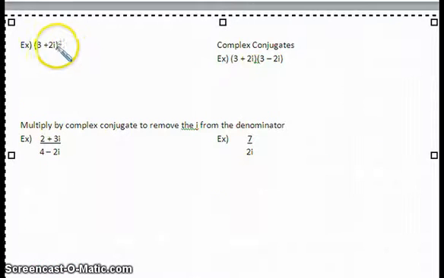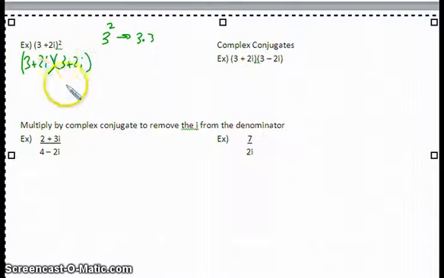If we have a complex number that we're squaring, remember when we square a number, for example, 3 squared, that's really the same as 3 times 3. Well, for this problem, this is really the same as 3 plus 2i times 3 plus 2i. You have to FOIL this.